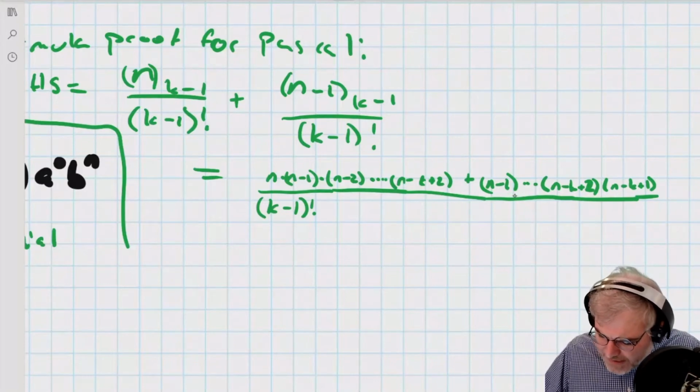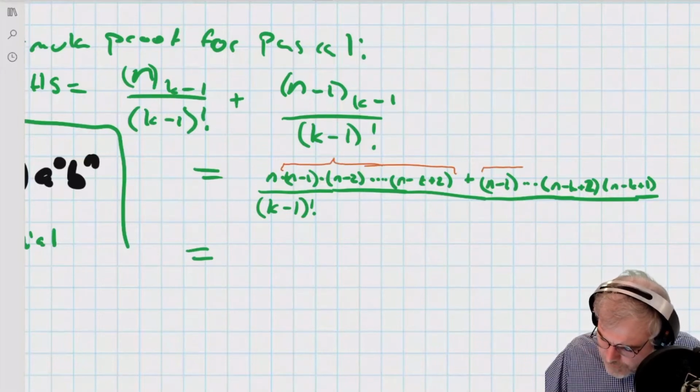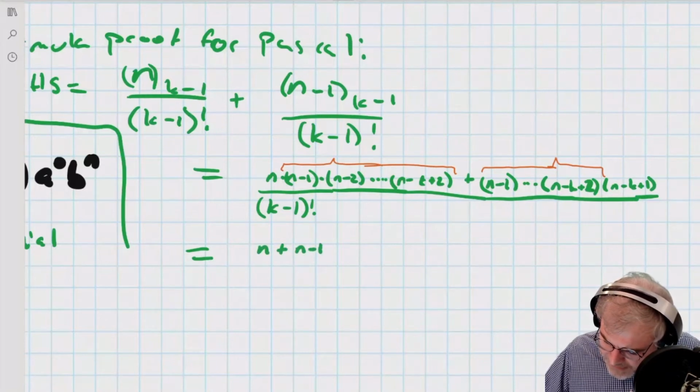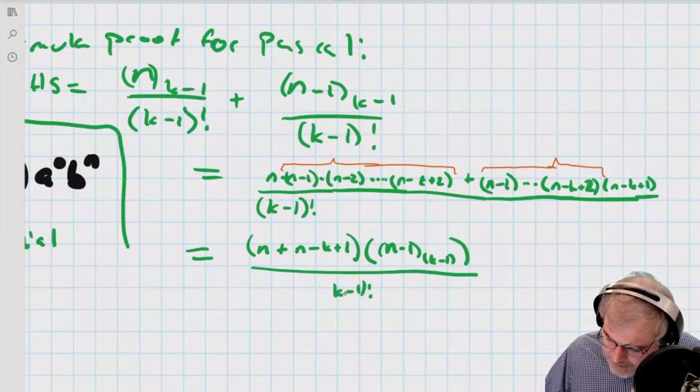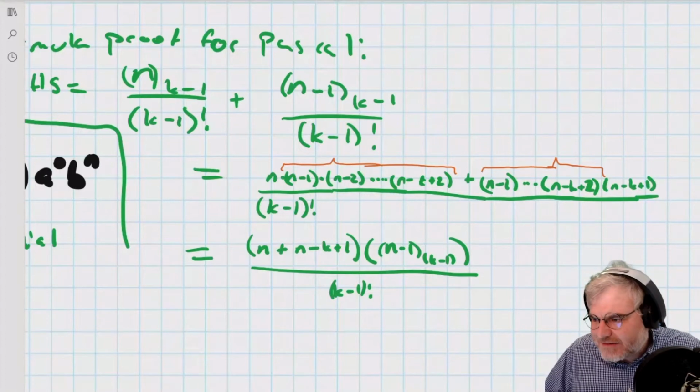So all of this right here, these two terms and this term right here, is in common. So I wind up with an n plus n minus k plus 1 times all this stuff. This is n minus 1 falls k minus 1. And I've still got a k minus 1 factorial down here. So if I multiply the top and the bottom by k, I wind up with a k factorial on the bottom, and I like that.